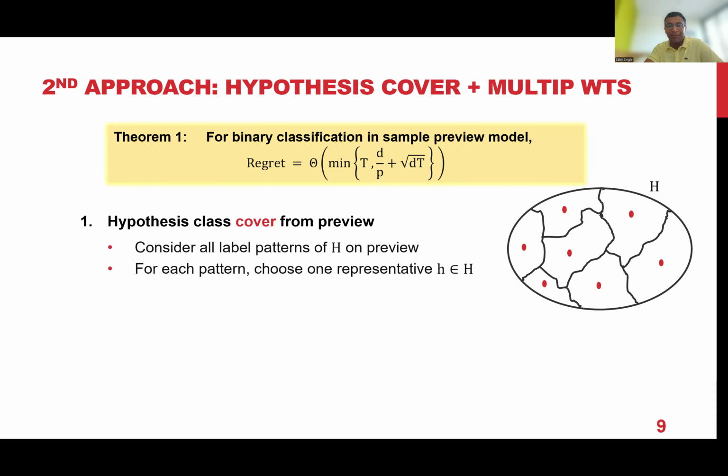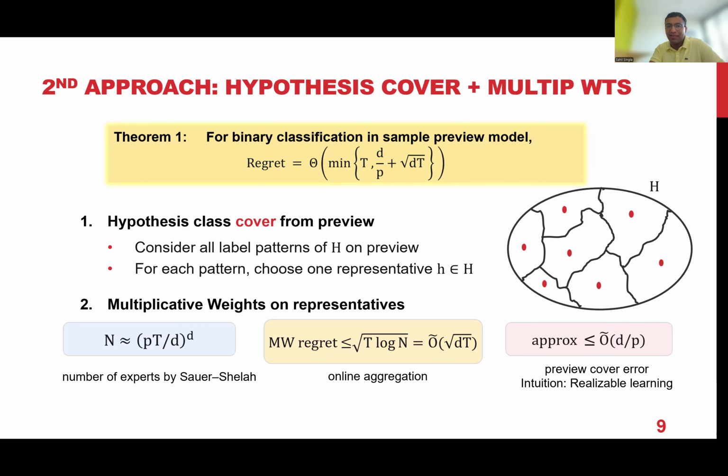I don't know which is the optimal hypothesis, but I know the hypothesis class, so this is all information theoretic. I can partition the entire hypothesis class based on whatever pattern I'm observing on the preview. And for each pattern, I choose an arbitrary representative, just taking one of the hypotheses from each cell. The point is that this hypothesis represents this entire cluster. So now the remainder of the algorithm is that I'll just run multiplicative weights on these representatives.